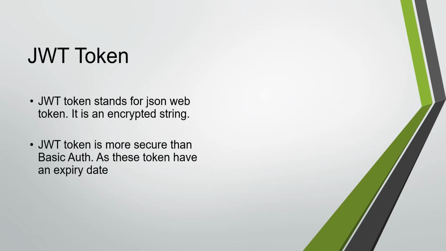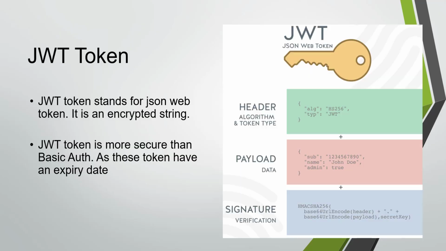JWT authentication is much more secure compared to basic authentication because the token which gets generated has an expiry date. Once the expiry date has passed, you need to generate the token again in order to access the endpoint URL. This is the standard format of the JSON Web Token. The first part has information about the algorithm used for creating the token. The second part is the data, and the third part is the verification signature, which is used for validating this token. Let me show you a sample JWT token.